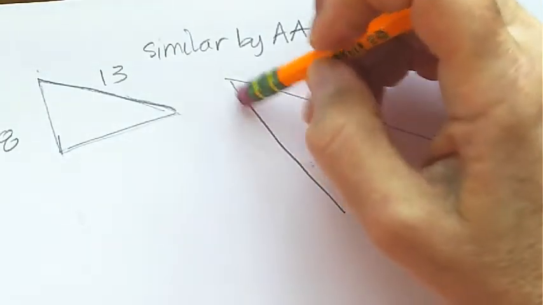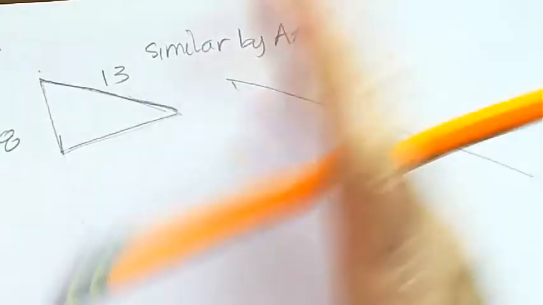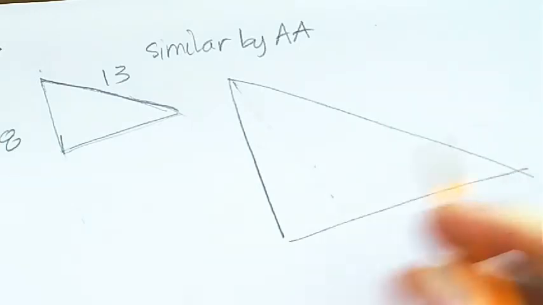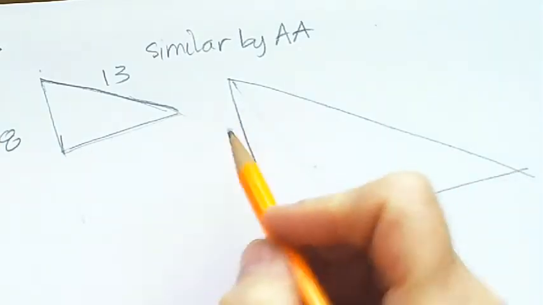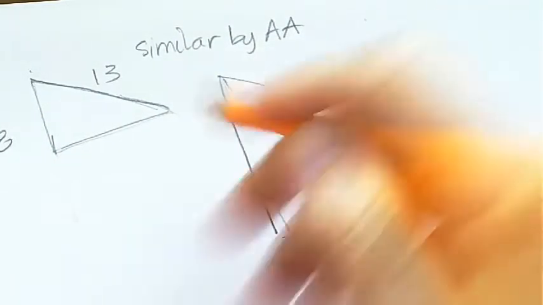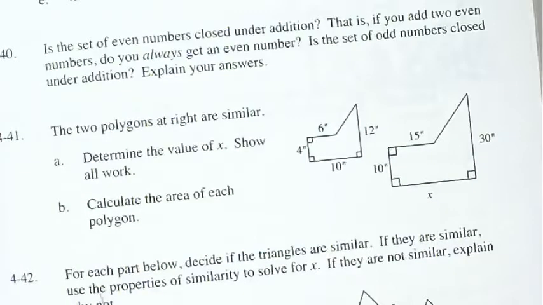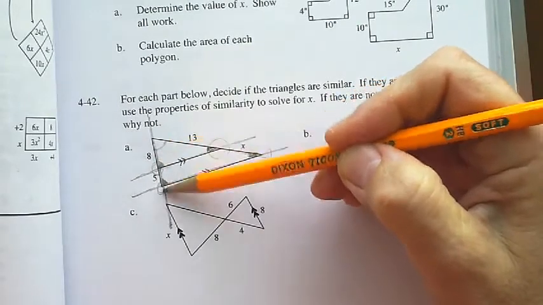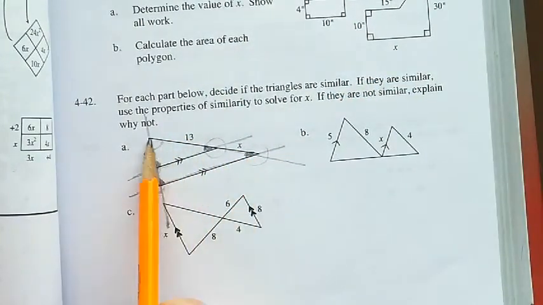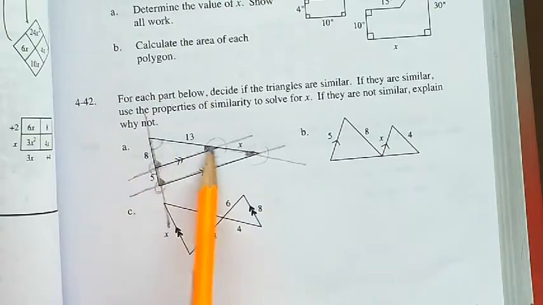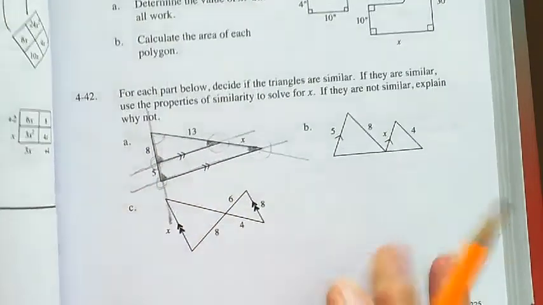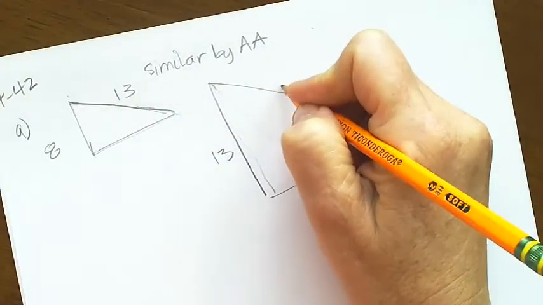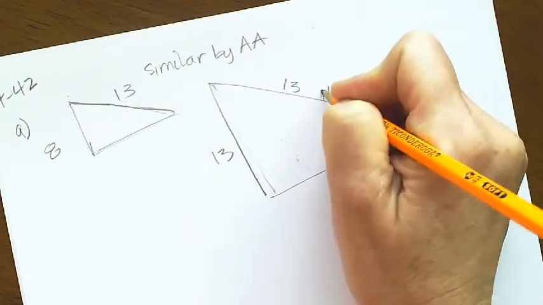Let's draw the large triangle over here. Oh wait, that is not the same angle. Let's make it look a little bit better. There we go. Okay, so we know that this length is going to be 13. And then this side, the long side of that larger triangle, is going to be 13 plus x. There's a lot of 13s in this problem.